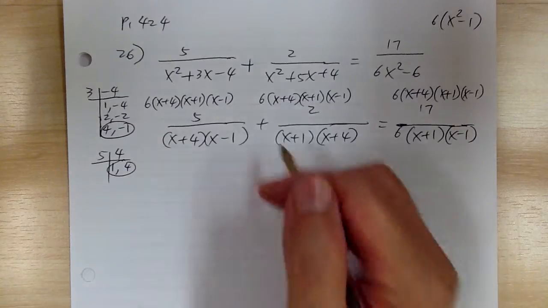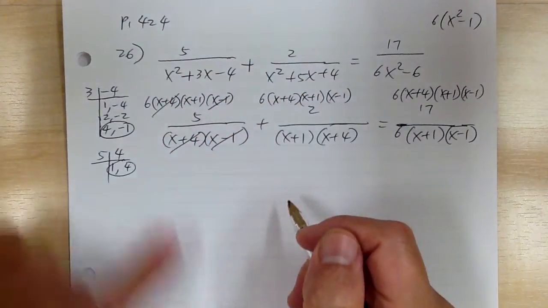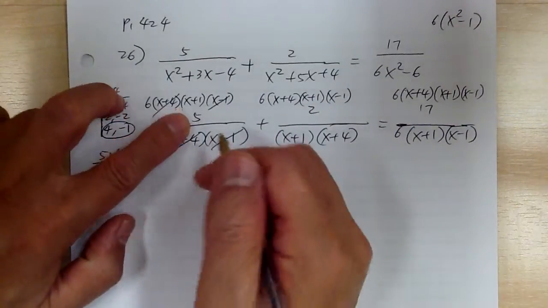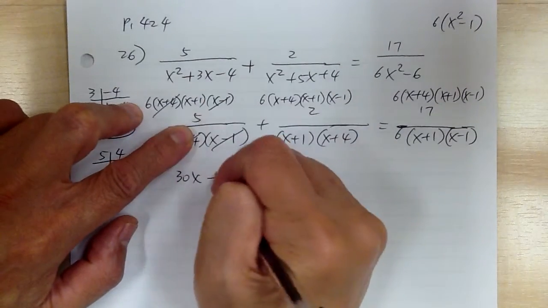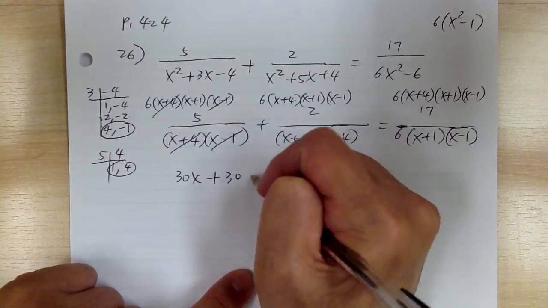So now let's go and cancel things out. So this cancels with this one, this cancels with this one. So now when you multiply, there's a 5 and a 6, so there's 30. You can use your finger. So 30 times x gives you 30x, right? 30 times 1 gives you plus 30. So make sure you multiply out correctly.